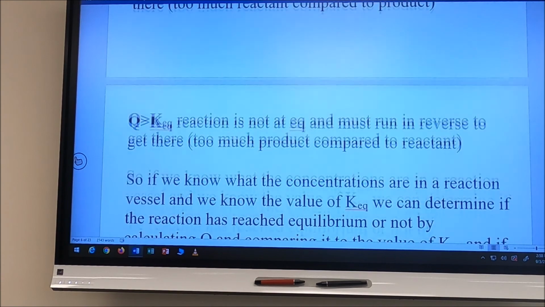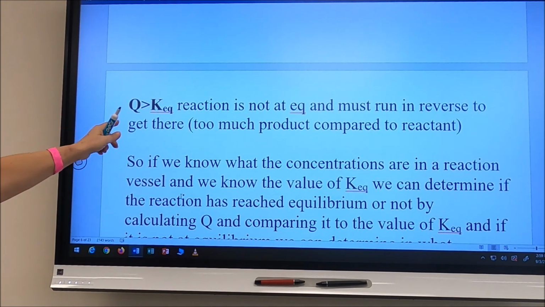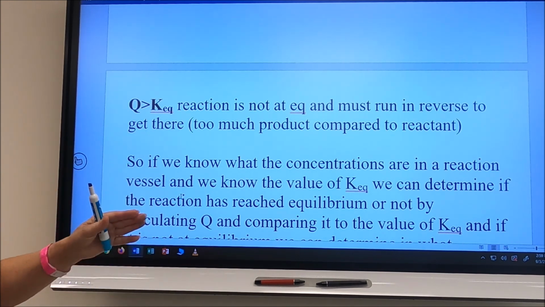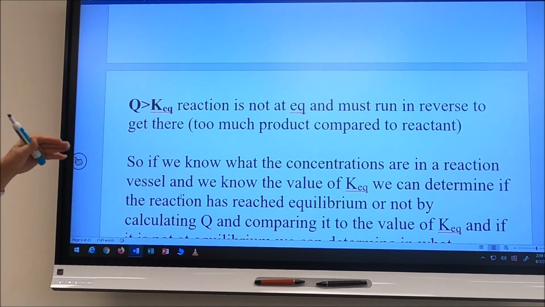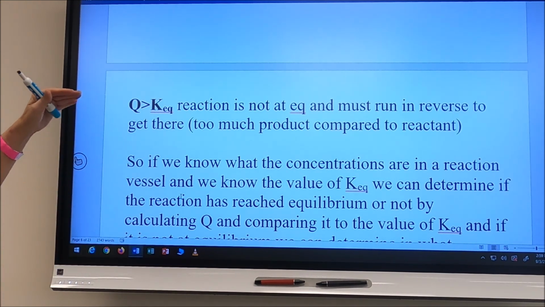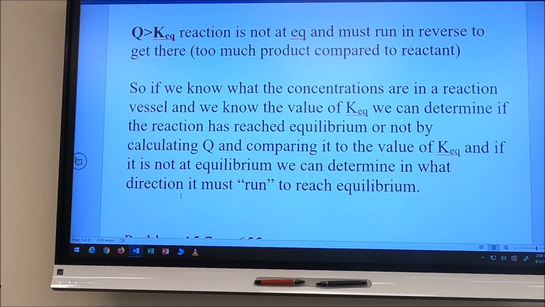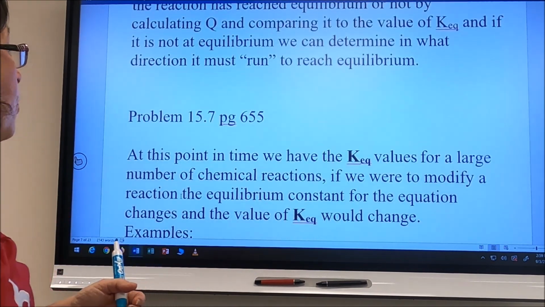Scroll up. If Q is greater than K, the reaction is still not at equilibrium, but this time it has to run in reverse to get to equilibrium. There's too much product compared to reactant. I've got a number that's too big. The numerator is too large compared to the denominator. So if we know what concentrations are in a reaction vessel, and we know the value of the equilibrium constant, we can determine if the reaction has reached equilibrium or not, and we can determine what direction the reaction must quote-unquote run to reach equilibrium.